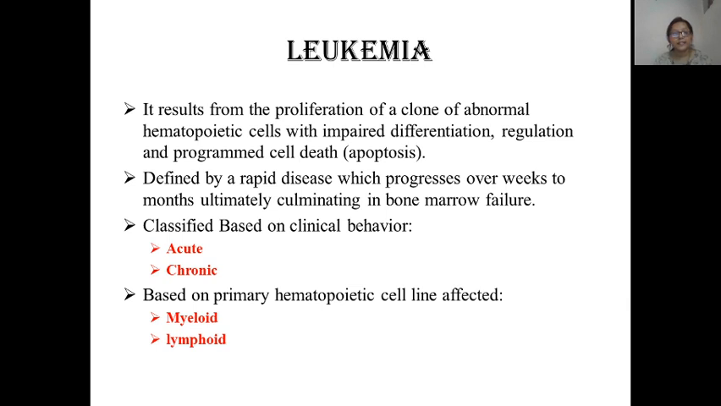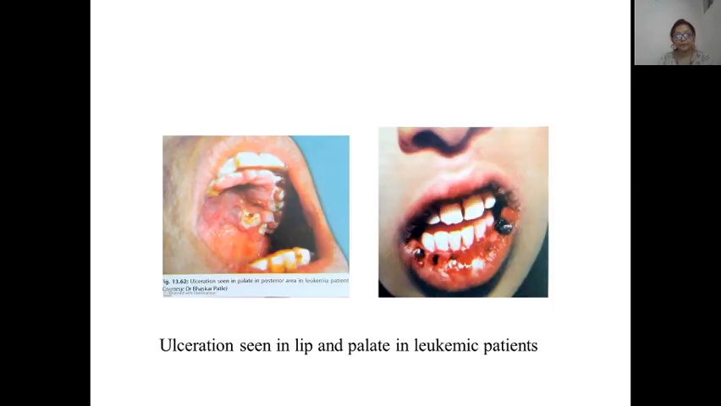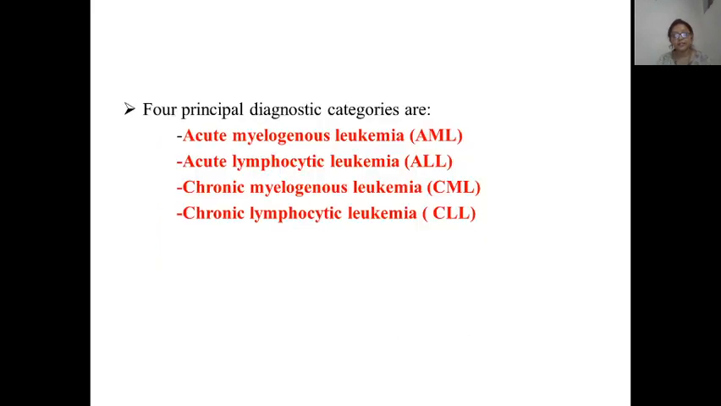Myeloid is something that arises from the bone marrow, and lymphoid is something that arises from the lymphatic tissue. So here we have four variants: acute myeloid, acute lymphoid, chronic myeloid, and chronic lymphoid. Now, these are the crusted ulcerations seen on the lips and palate in leukemic patients. These are the four principal diagnostic categories: acute myeloid leukemia, acute lymphocytic leukemia, chronic myeloid leukemia, chronic lymphocytic leukemia. Among which, acute lymphocytic leukemia is most common in children.